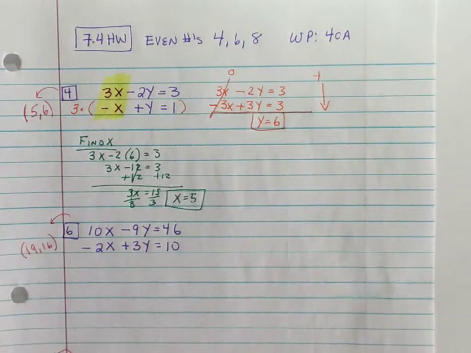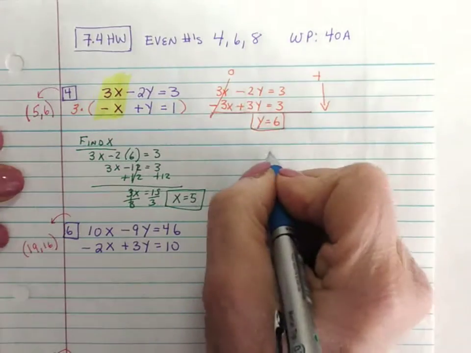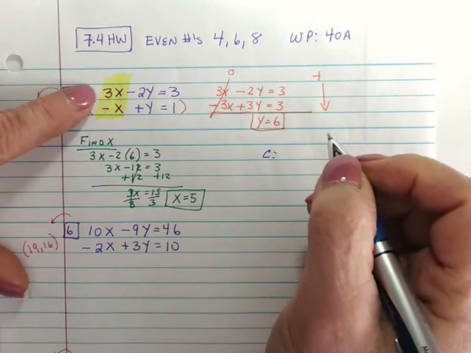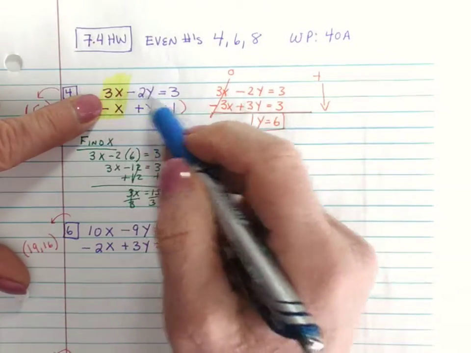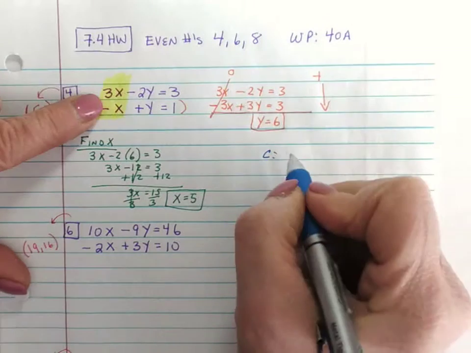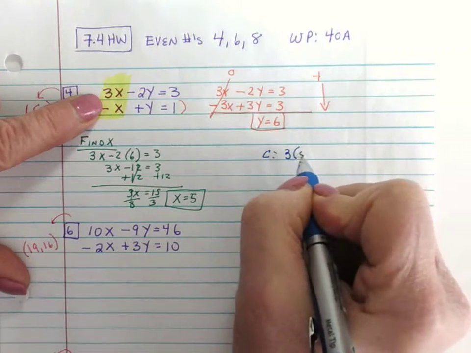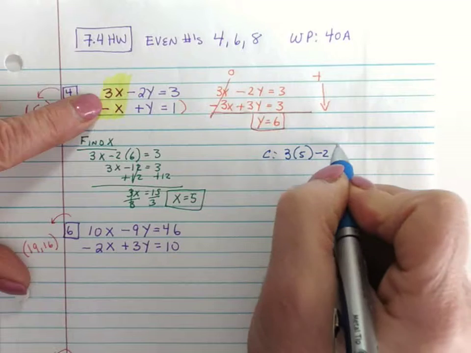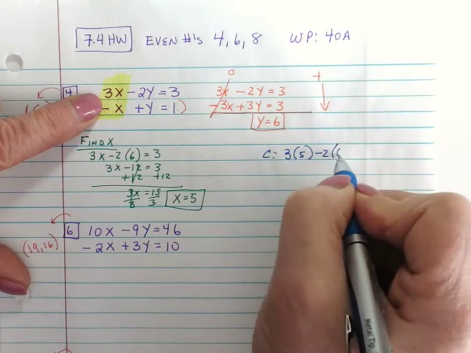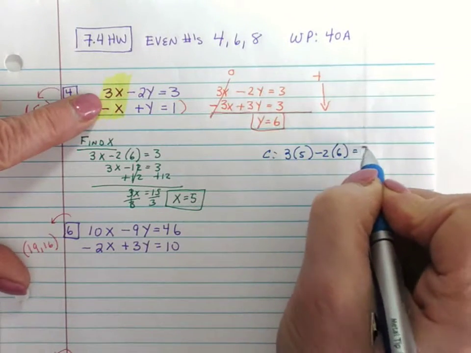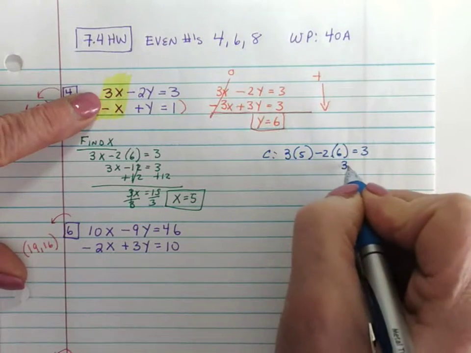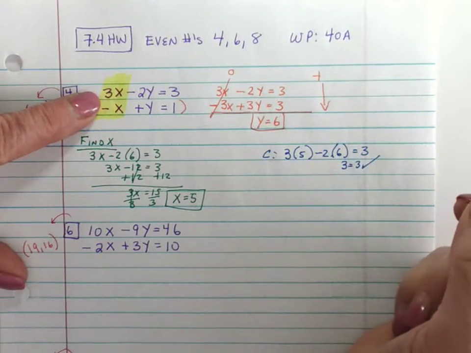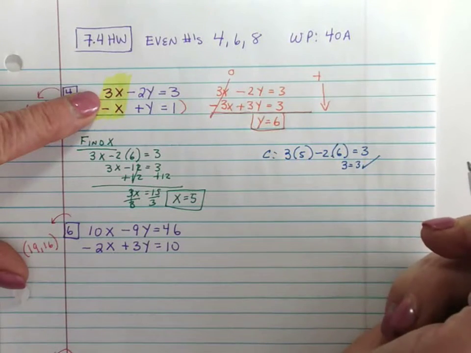And we all make mistakes, so I always make sure to check. I want you to check all these problems. To check, we're going to use both original equations. 3 times 5, minus 2 times 6, equals 3. 15 minus 12 is 3, so 3 equals 3. I didn't even need to use my calculator.